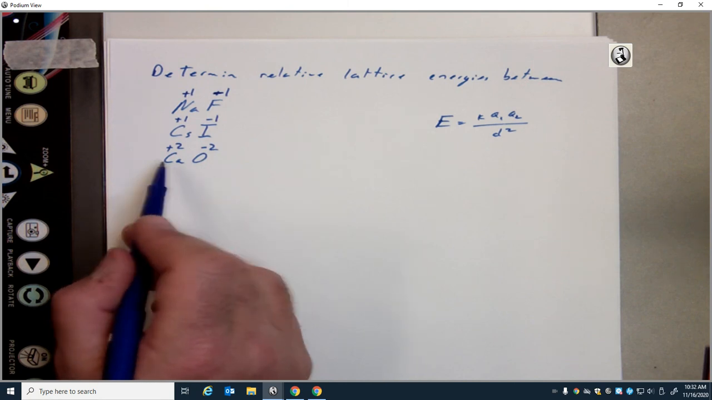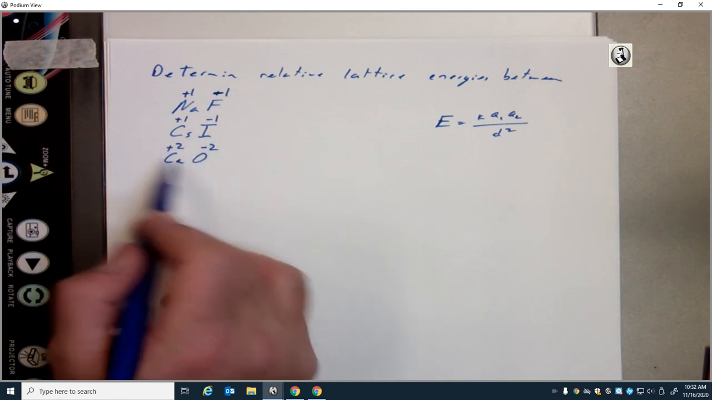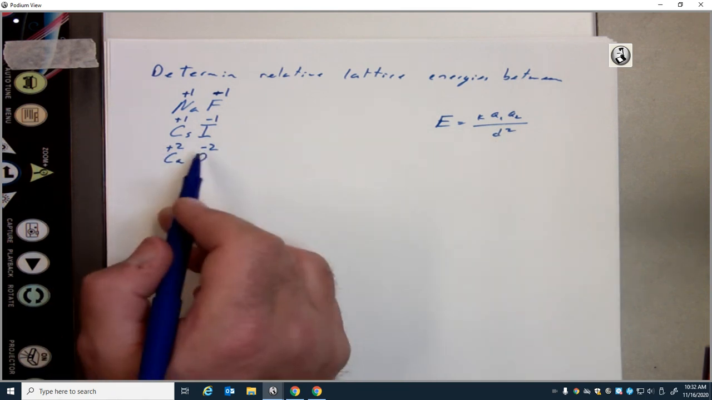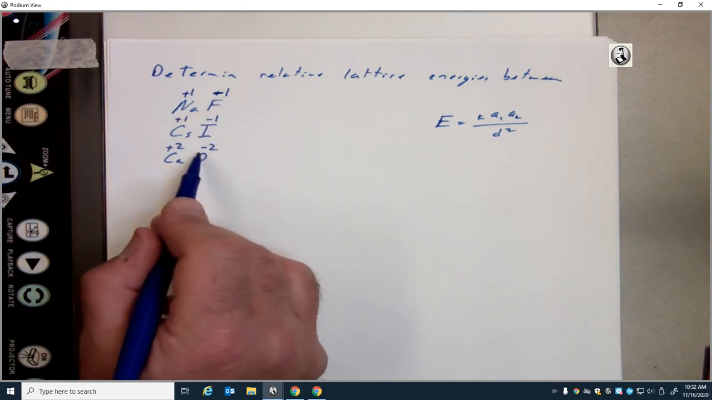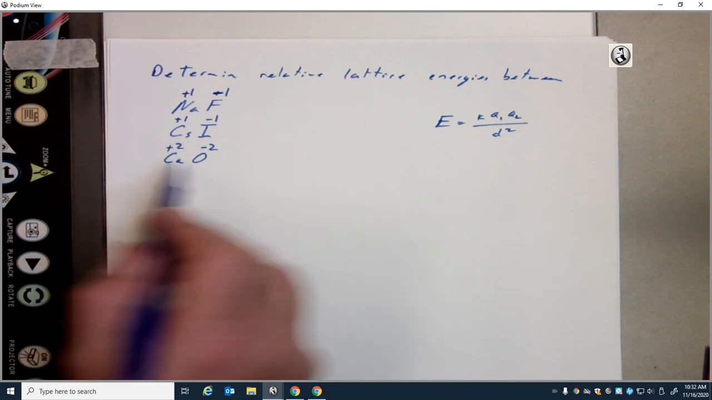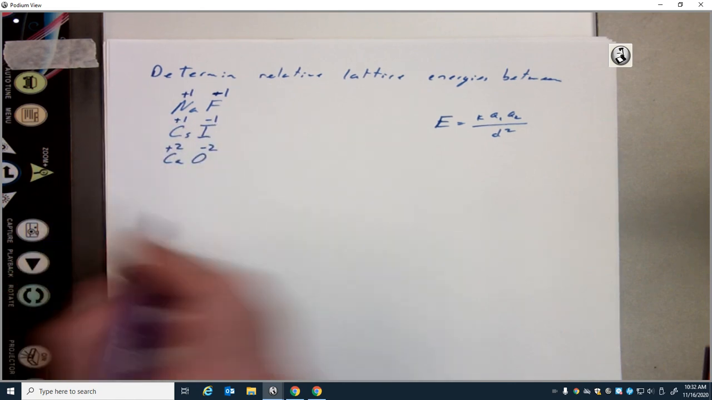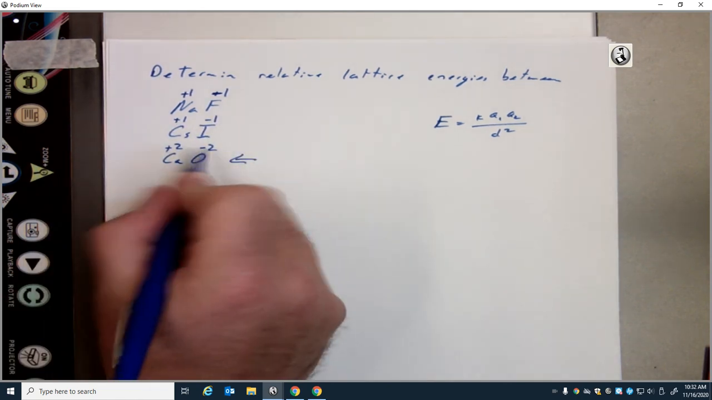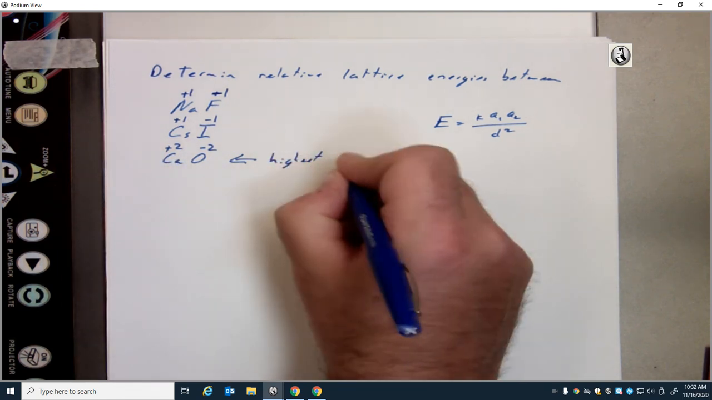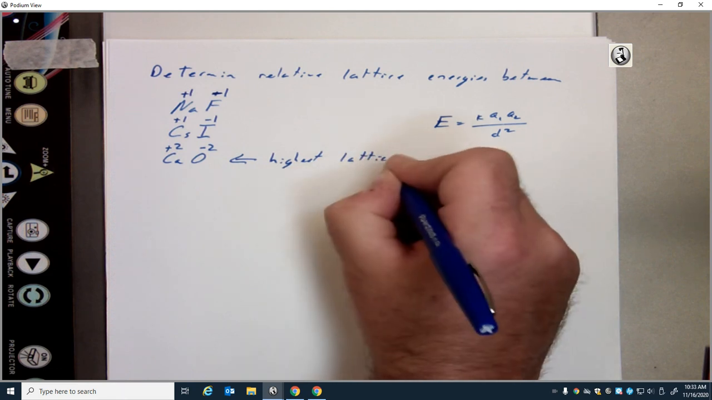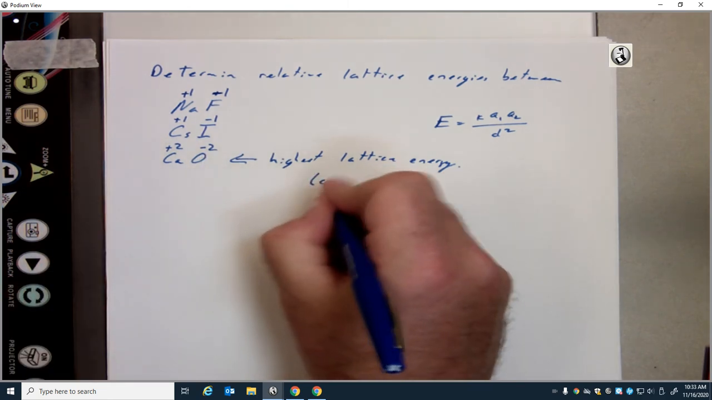So here's my Q in Q1, Q2. This one is going to have much more lattice energy than the +1, -1. We have a bigger opposite charge here. A +2 charge is much more attracted to a -2 charge than a +1 and a -1. So this one, because of this charge difference, is automatically going to have the highest lattice energy.